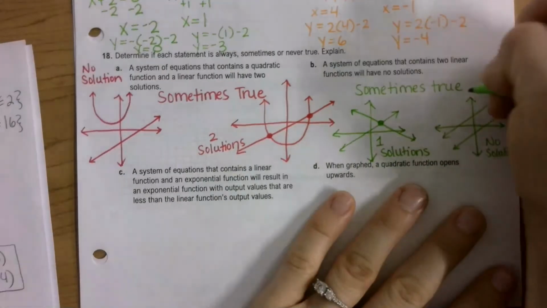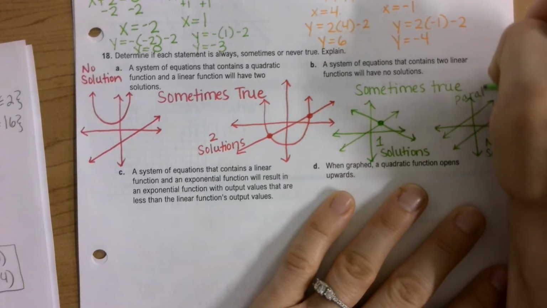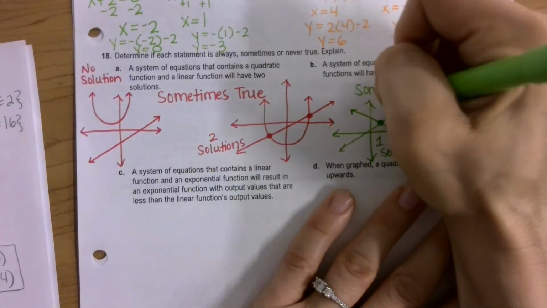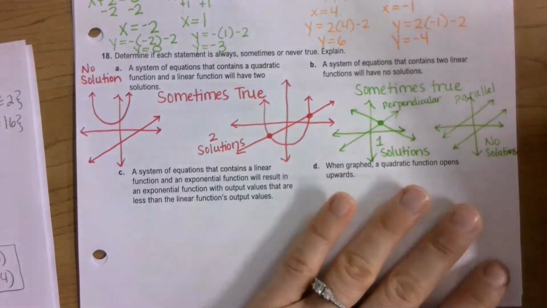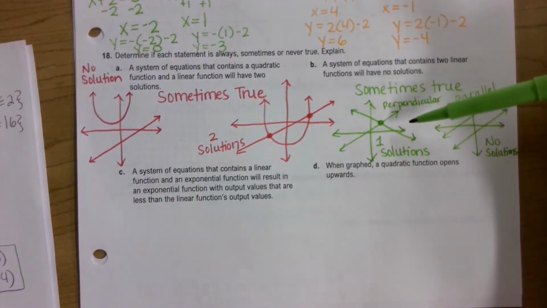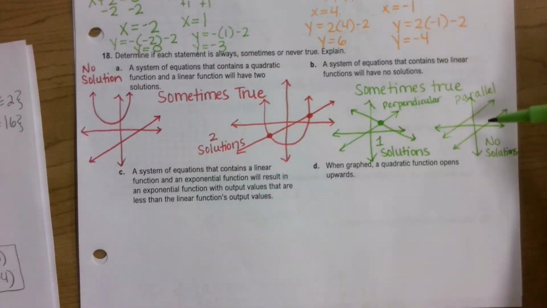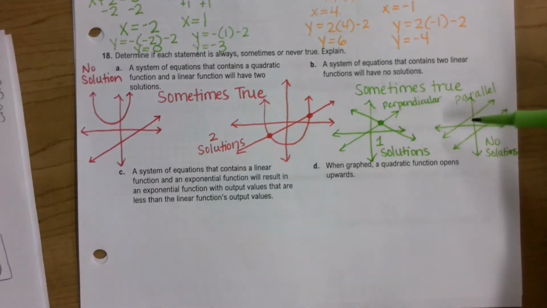So these would be parallel, perpendicular. And remember, with perpendicular lines, they would have one positive slope and then one would have a negative slope. And then for the parallel lines, they have the same slope, but different y-intercepts.